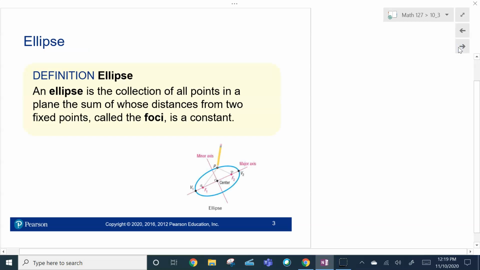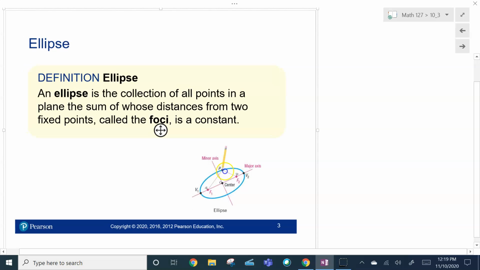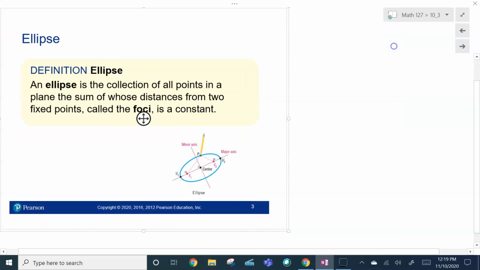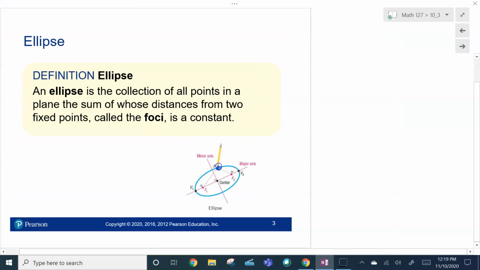Let's start out with the definition of an ellipse. An ellipse is a collection of all points in a plane whose sum of the distances from two fixed points, called the foci, is a constant. If you look at this picture, you see the point on the ellipse. This distance from F2 to the point, plus that distance right there. So that distance plus that distance is a fixed constant. It's a fixed constant, and it's a collection of all those points whose sum is a fixed constant.